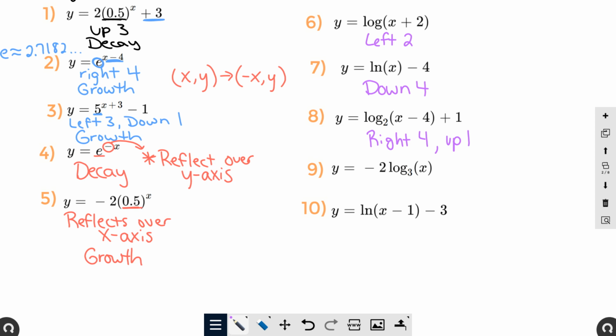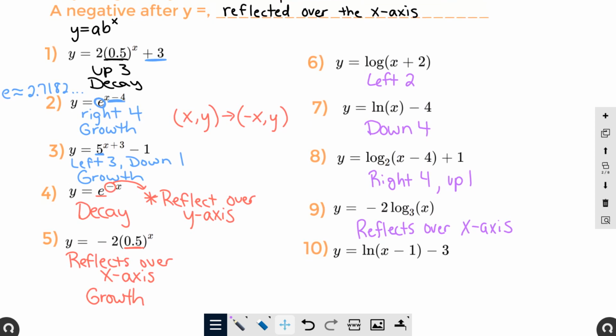Okay, so what about this next one? Reflected over what? Good. Reflects over the x-axis. If you wrote down those notes at the beginning, you can see that very easily. It says a negative after y equals. Well, that negative is right there after the y equals, so it reflects over the x-axis. Is there anything added to x? No. Is there anything added at the end? No. So that's my only translation. All right, what about this last one here? Good. Right 1.